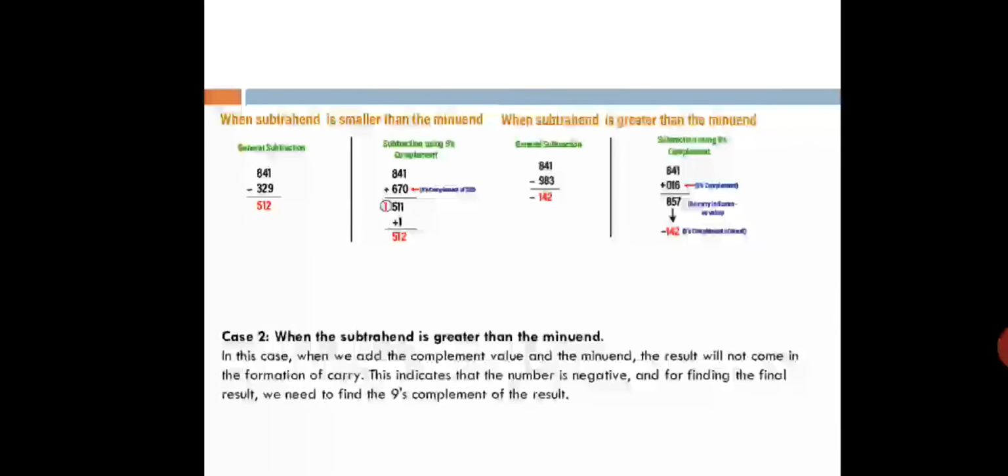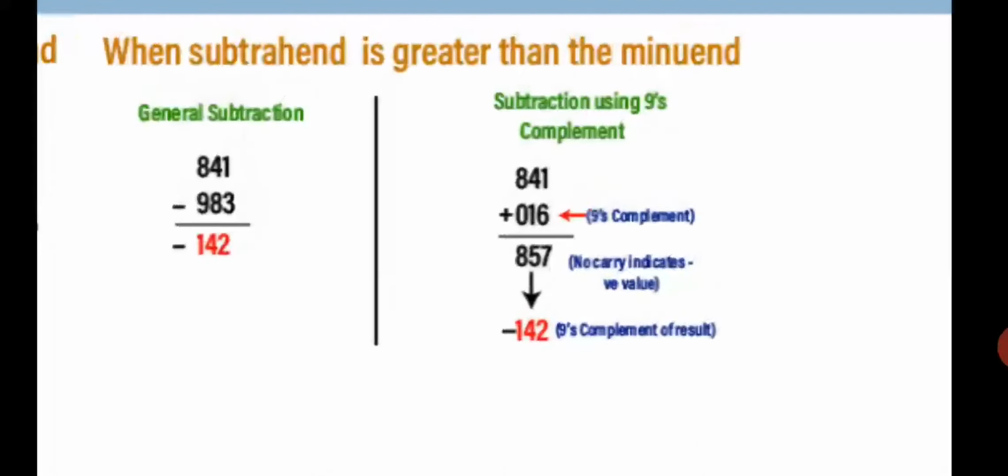This is one case. Case 2 is when the subtrahend is greater than the minuend. How to deal with that concept? Okay, so you can concentrate on this example. When the subtrahend is greater than the minuend, what do you have to do? General subtraction is, see, 841 is subtracted with 983, isn't it? 983. The answer has to be minus 142. Fine. Now again you are concentrating on the subtrahend itself. Don't touch the minuend.